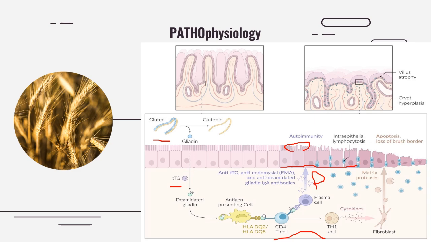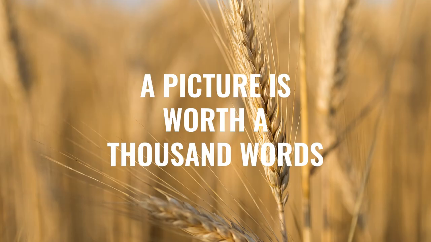As you can see, we will have impaired resorption of nutrients in the small intestine, especially in the distal duodenum and proximal jejunum, and then we will have malabsorption symptoms. In this picture, the one on the left is normal, and in the one on the right you can see we have villus atrophy and crypt hyperplasia. This is a picture that is worth 1,000 words.